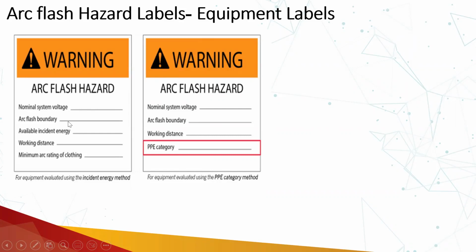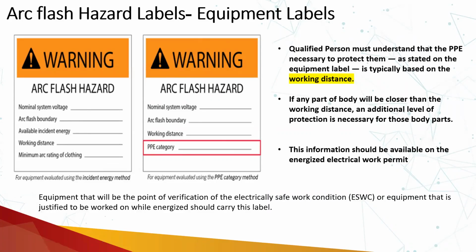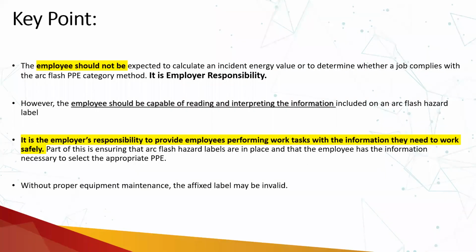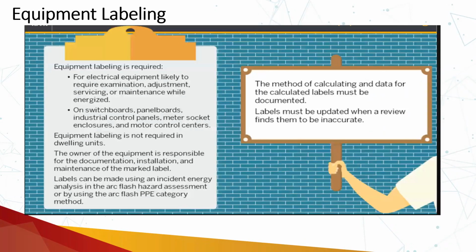So if we are using this one, we know about the incident energy available, the working distance, and the minimum arc rating of the clothing. And if we are using this one, we know about the PPE category, whether it's 1, 2, 3, or 4. Right. So these are the main points.